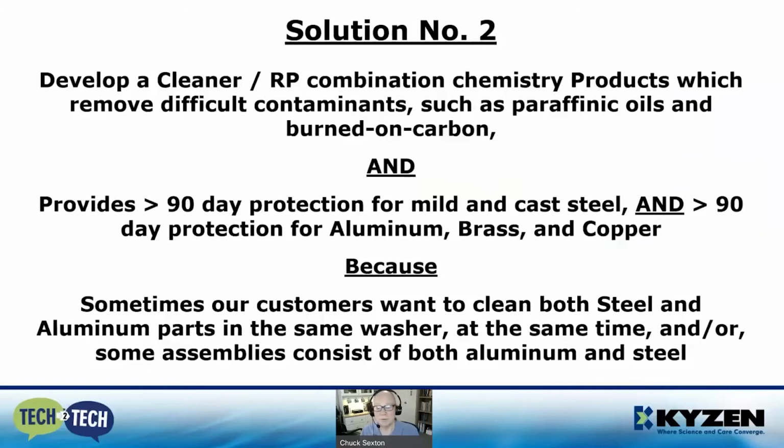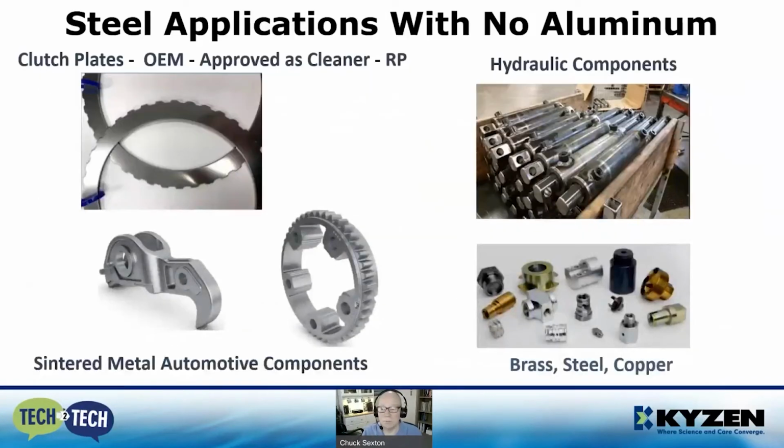Same criteria for the types of contaminants that you're able to remove, very difficult contaminants. But we wanted an aluminum safe product that would also provide long-term protection for aluminum, brass, copper, and other copper alloys. The reason this solution, or solution number 2, evolved is because many companies today want to clean both steel and aluminum parts in the same washer, sometimes at the same time, and they don't want to change out the chemistry to a product that's aluminum safe. And also, many assemblies today consist of both aluminum and steel.